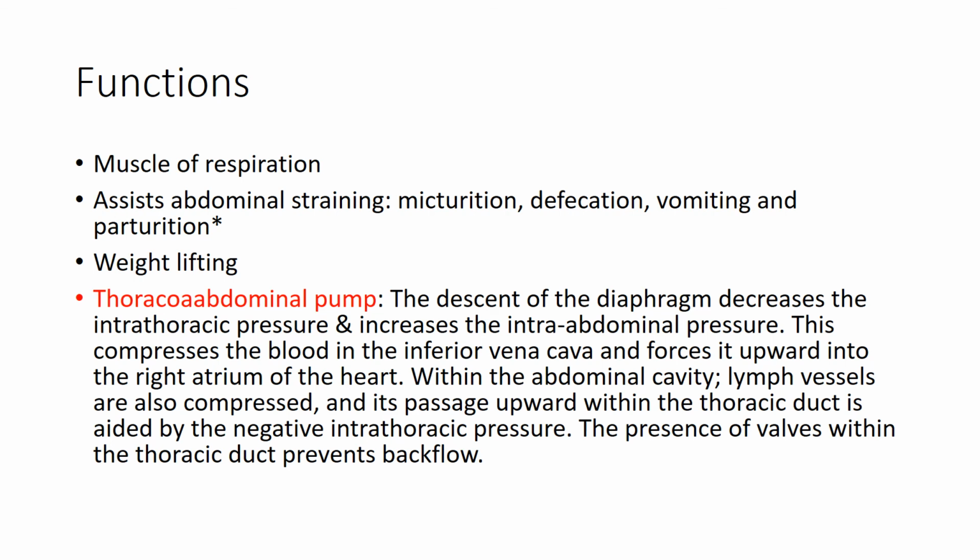Also within the abdominal cavity, the lymph vessels are compressed because of this descent of the diaphragm and increase in intra-abdominal pressure, and the upward passage within the thoracic duct is aided by the negative intrathoracic pressure. The thoracic duct also passes through the aortic hiatus, which is an osteoaponeurotic opening that is always patent. The presence of valves within the thoracic duct prevents the backflow of lymph.